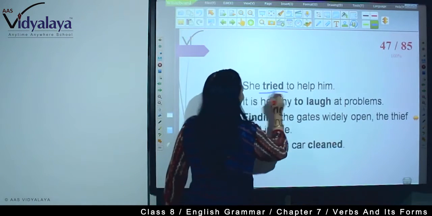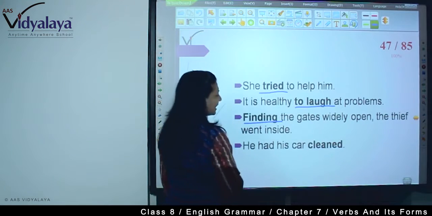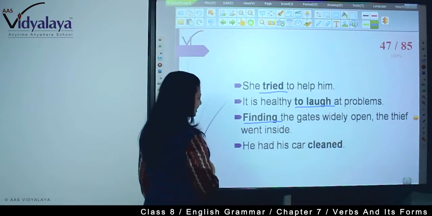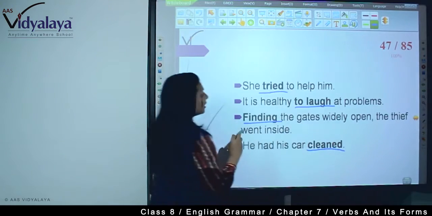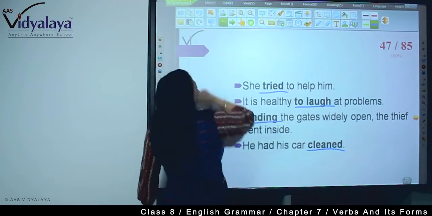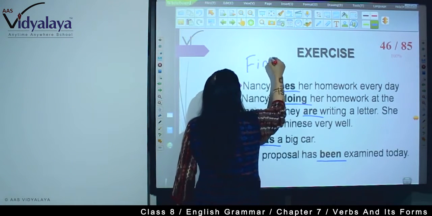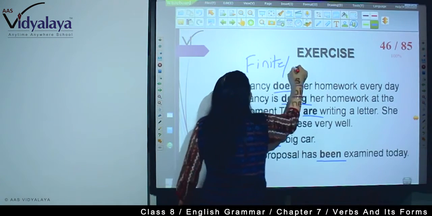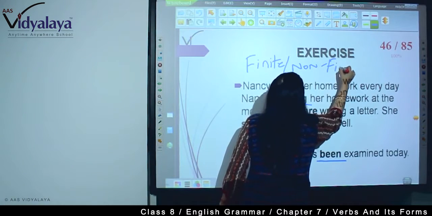Now, she tried to help him to laugh at problems. Finding the gates widely open, the thief went inside. He had his car cleaned. You will have to say whether these are finite or non-finite verbs.